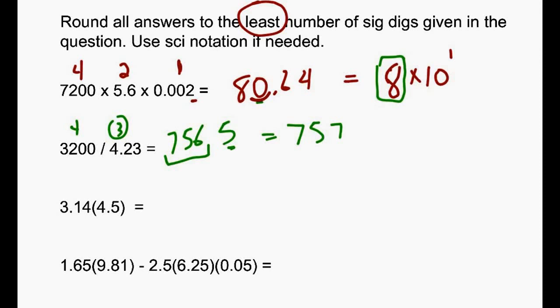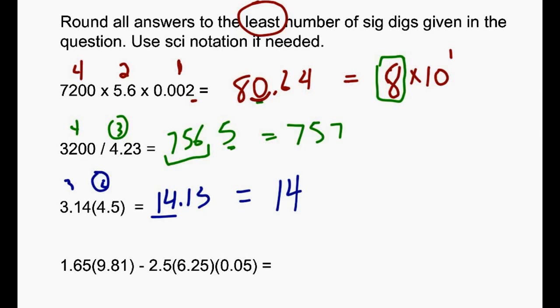Okay, one more. 3.14 times 4.5. We get 14.13. We have 3 digits there, 2 digits there, so 2 is going to be the right answer. So we only want 2. In this case it's just 14 because the next digit is a 1. We don't need to round up, we just leave it as 14. And one more, 1.65 times 9.81.